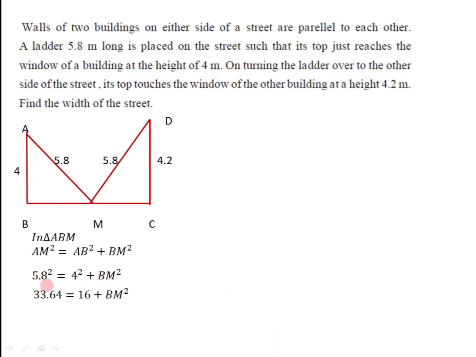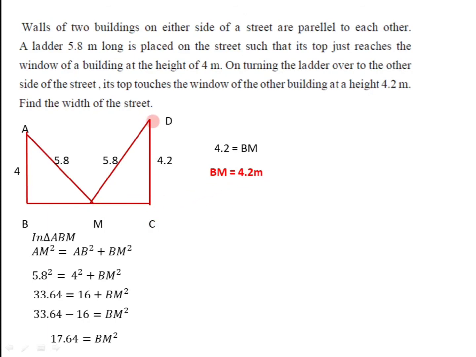So the square of 5.8 is 33.64, which is equal to 4 square, that is 16, plus BM square. If you take 16 to the left hand side, we get 33.64 minus 16 is equal to BM square. So if we do this subtraction, 33.64 minus 16 is 17.64, which is equal to BM square. Now if we take the square root on both sides, the square root of 17.64 is 4.2, that is equal to BM. That means the length of segment BM is 4.2 meters.